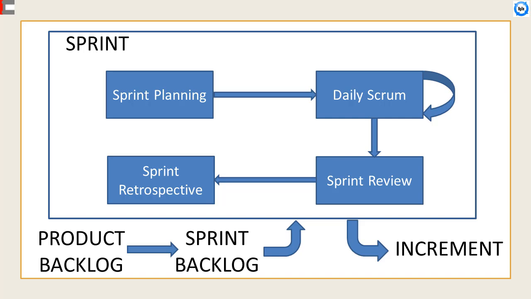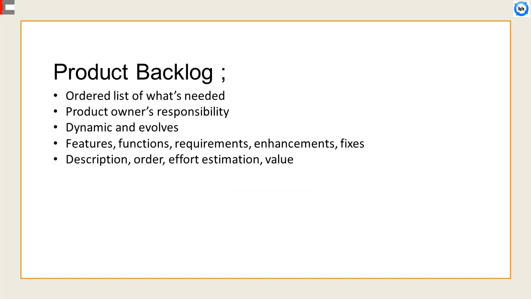Now we will study the artifacts, which are the product backlog, sprint backlog, and the increment. They represent work or value to provide transparency and opportunities for inspection and adaptation. Artifacts defined by Scrum are specifically designed to maximize transparency of key information, so that everybody has the same understanding of the artifact. The product backlog is an ordered list of everything that might be needed in the product and is the single source of requirements for any changes to be made to the product.